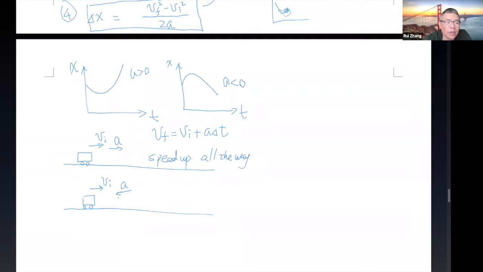And it's going to decrease until it hits zero. So it slows down to zero velocity. Now what's going to happen after the velocity becomes zero? If you still have this acceleration, will the car stay there, or what? What's going to happen? What do you guys think?